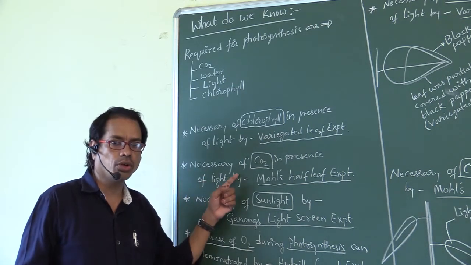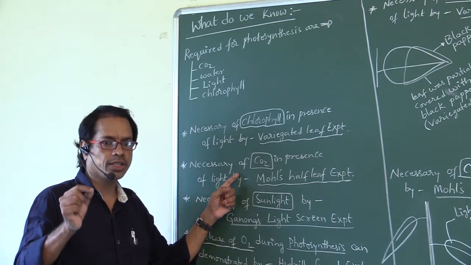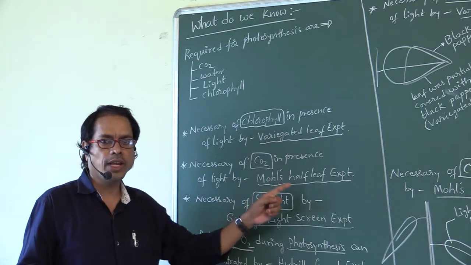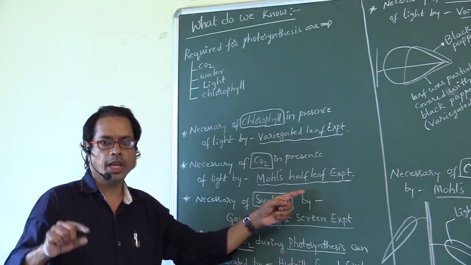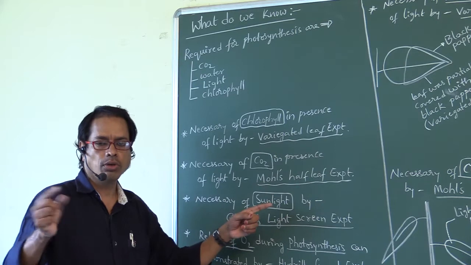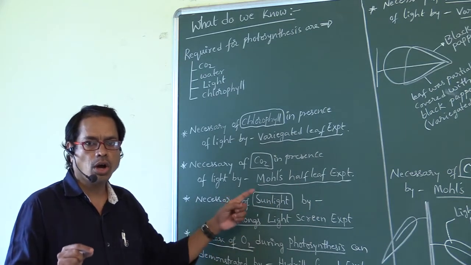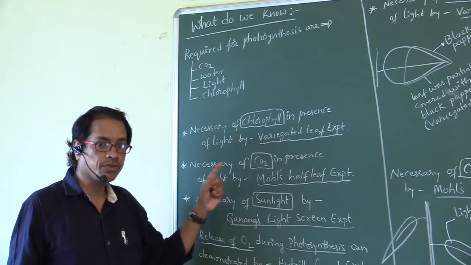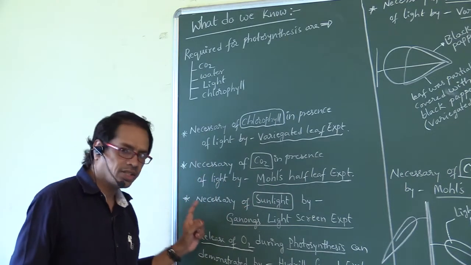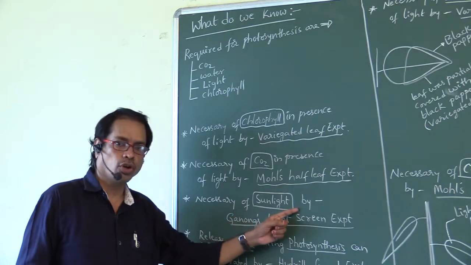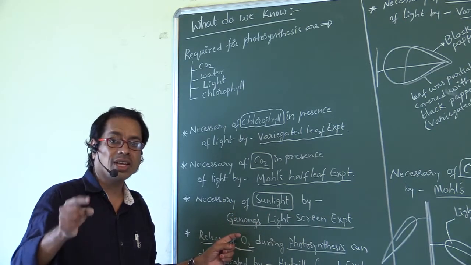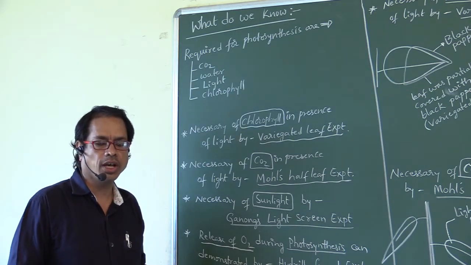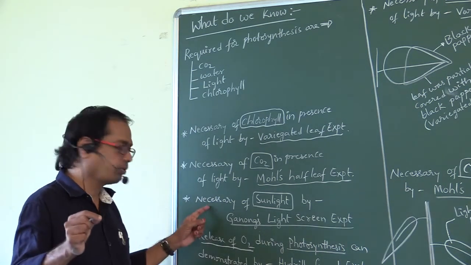Necessity of CO2: CO2 is necessary in presence of light. It can be explained by the half-leaf experiment demonstrated by the scientist called Moll. So Moll's half-leaf experiment is useful to demonstrate the necessity of CO2. Next, the necessity of sunlight in photosynthesis is shown by Ganong's light screen experiment.